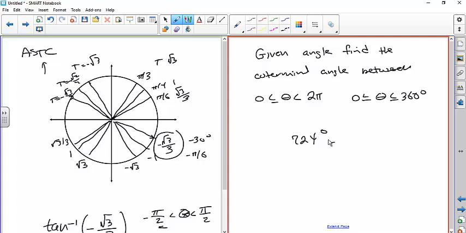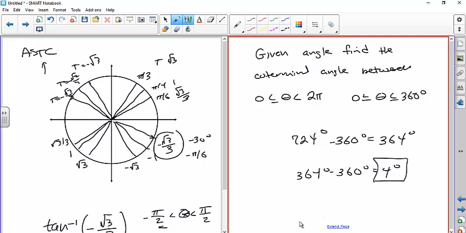All you have to do when it's in degrees is just keep subtracting 360. So if I do that, I'll get 364 degrees. Again, you can use your calculator, and hopefully I did that right. I'll just double check here. 724 minus 360. So it's 364. Well, that's still greater, so you're going to do it again. 364 minus 360, and I get 4 degrees. Okay, so that's the answer.